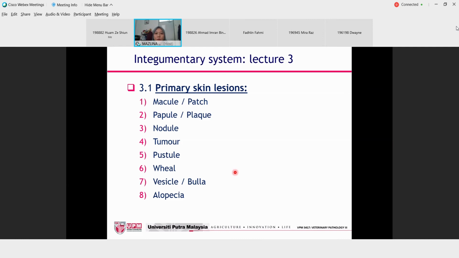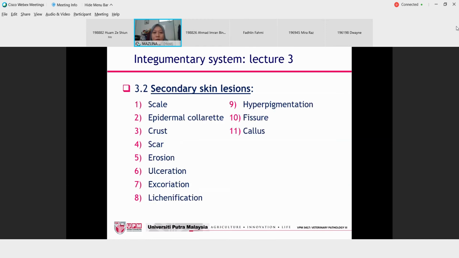Under primary, we have the macule or patch, papule or plaque, nodule, tumor, pustule, wheal, vesicle, bulla, and alopecia. For secondary, we have 11 examples of secondary skin lesion: scale, epidermal collarette, crust, scar, erosion, ulceration, excoriation, lichenification, hyperpigmentation, fissure, and also callus. Okay.